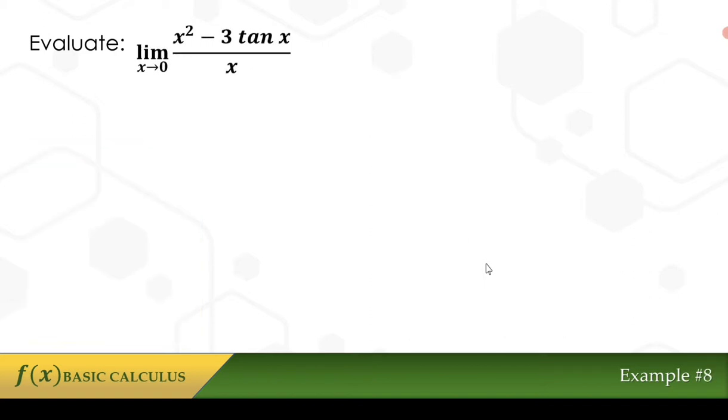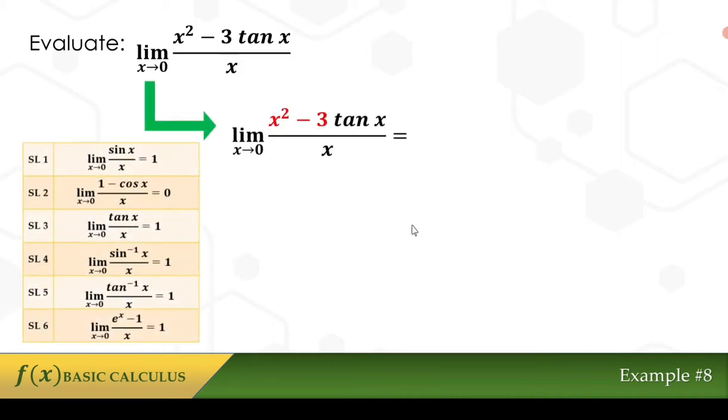Next, example number 8. Limit of x squared minus 3 tangent x all over x as x approaches 0. Now, please check the given problem and then check the notable special limits from L'Hopital's rule, okay? So what do you think, guys? Which rule number or special limit can we use to solve this problem? Alright, that's it. So that's SL or special limit number 3, okay? So according to special limit number 3, the limit of tangent x all over x as x approaches 0 is equal to 1.